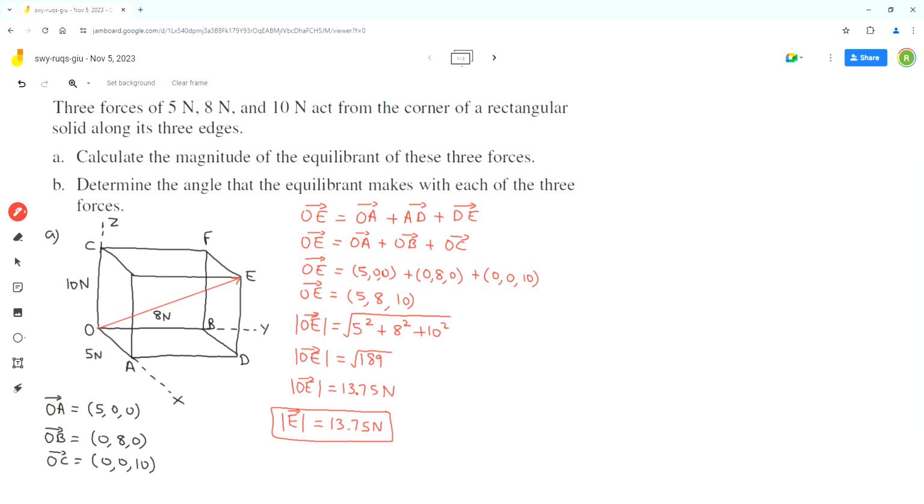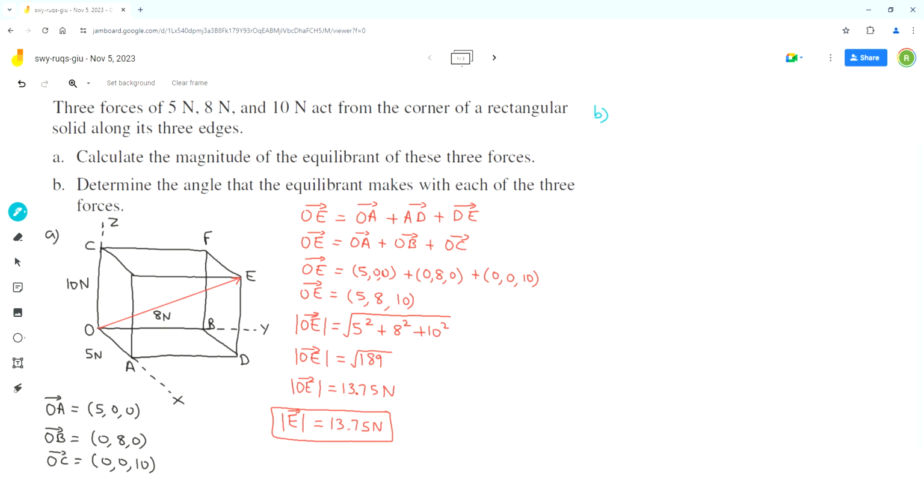Now we can analyze part B. Determine the angle that the equilibrant makes with each of the three forces. Now here we first have to find the angle that each of the three forces makes with the resultant, and then we'll find the angle each of the three forces makes with the equilibrant. So let's start with force OA, or the 5 Newton force represented by vector OA.